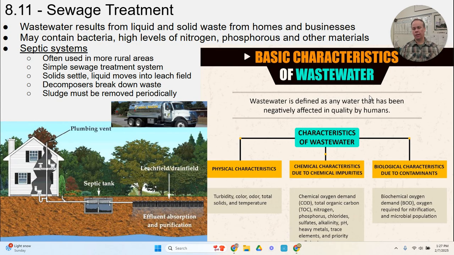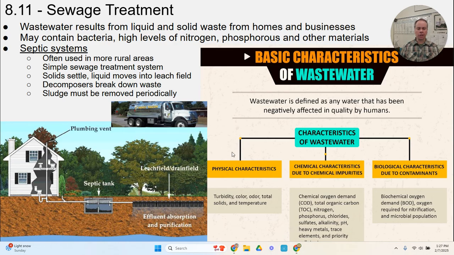Anything that goes down a drain, whether it's a toilet drain, a shower drain, a sink drain, all of that material is what we consider wastewater. And wastewater has some characteristics that, if it were discharged untreated into a body of water, would have negative impacts.